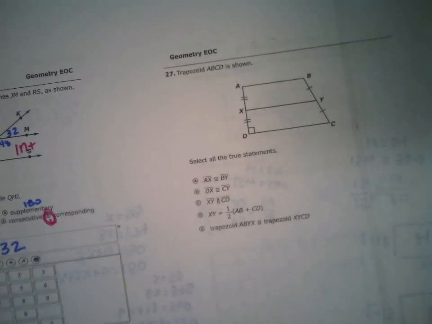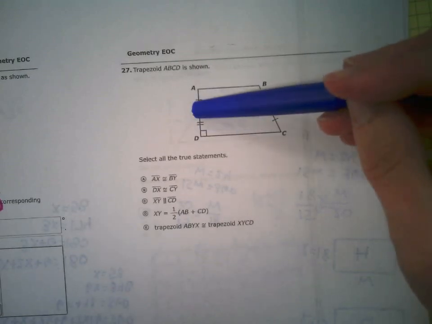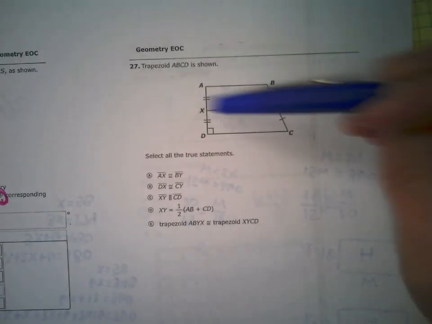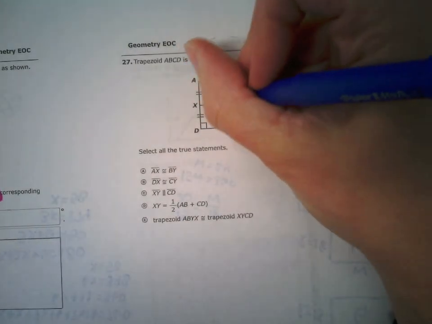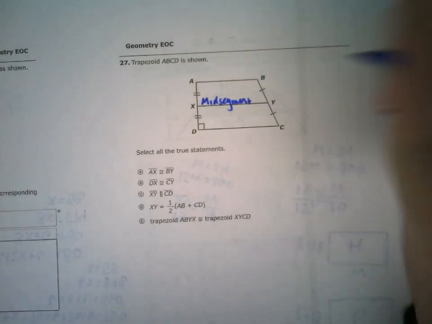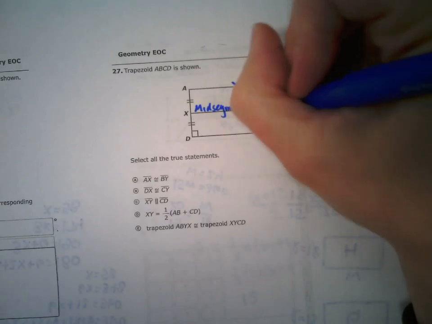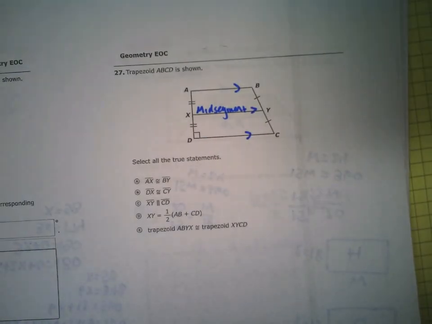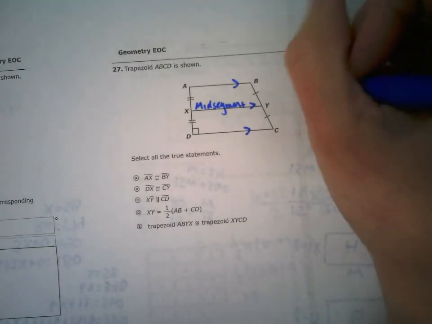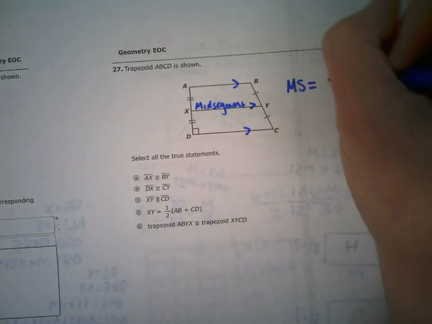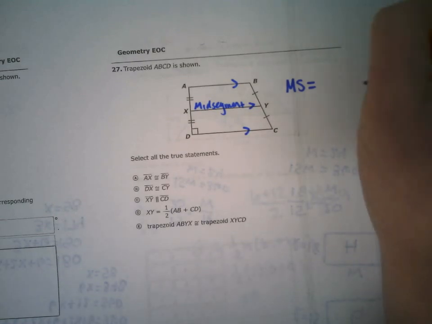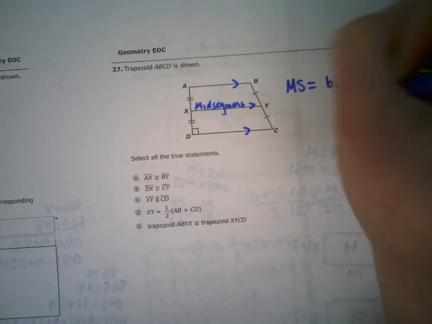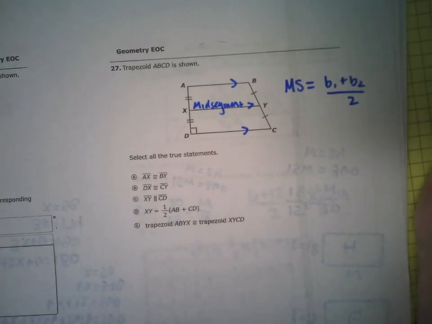Page 27. We have a trapezoid. It says select all the true statements. So we have to look at our trapezoid and see what's marked. If these two pieces are the same, then X is in the middle. And if these two pieces are the same, Y is in the middle. That means this is a mid segment. Okay, so this is a mid segment. When we have a mid segment, we know all three of these lines are parallel to each other. And then we also know, remember we just did a problem like this, the mid segment is the average of the two bases. So I can say base 1 plus base 2 over 2. Add them up, divide by 2.